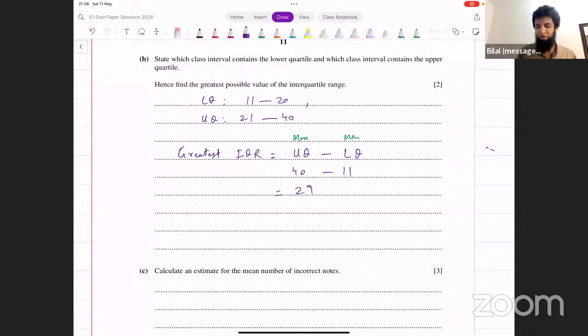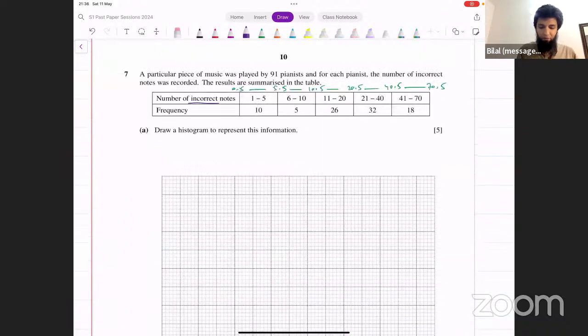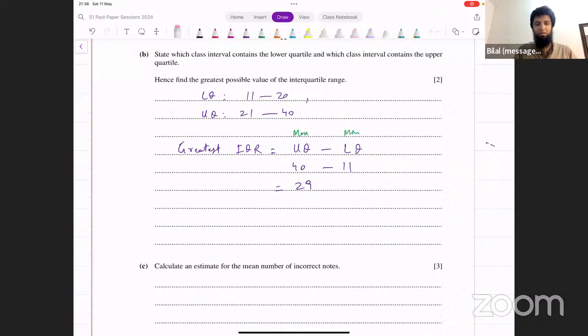Now, here is an important thing to understand. We were talking about the number of incorrect notes here. Number of incorrect notes is supposed to be a discrete variable. That is an integer. So in this case, we just do 40 minus 11 like this.